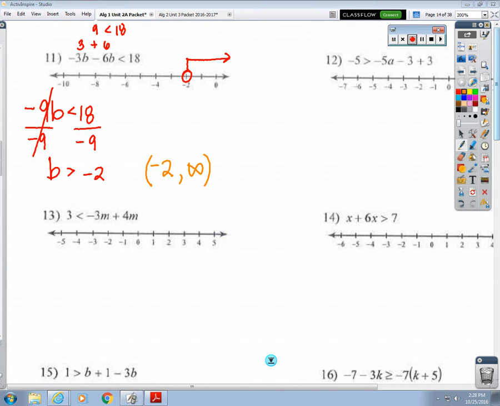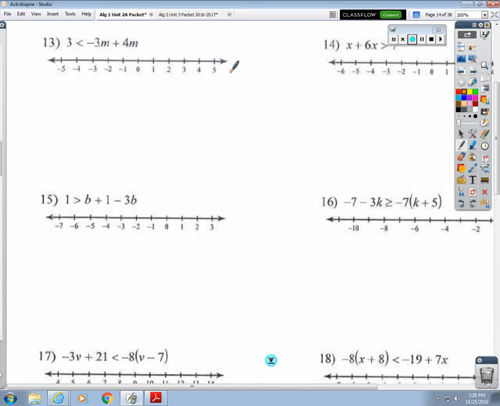Here we go. 3 is less than what? What do those combine to be? 1m. Do I really need to write the 1? No. So isn't that pretty much the final answer? So what number do I circle? 3. Is it open or closed? Open, because there's no equal to bar. But doesn't this say that the solutions are greater than 3?